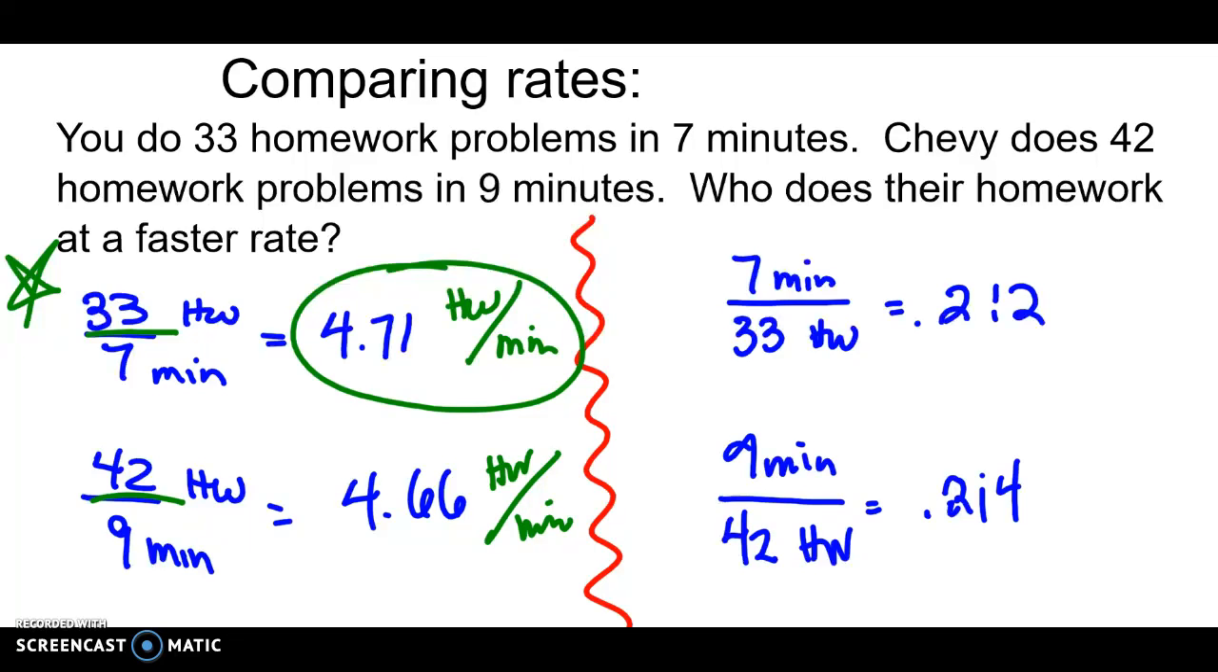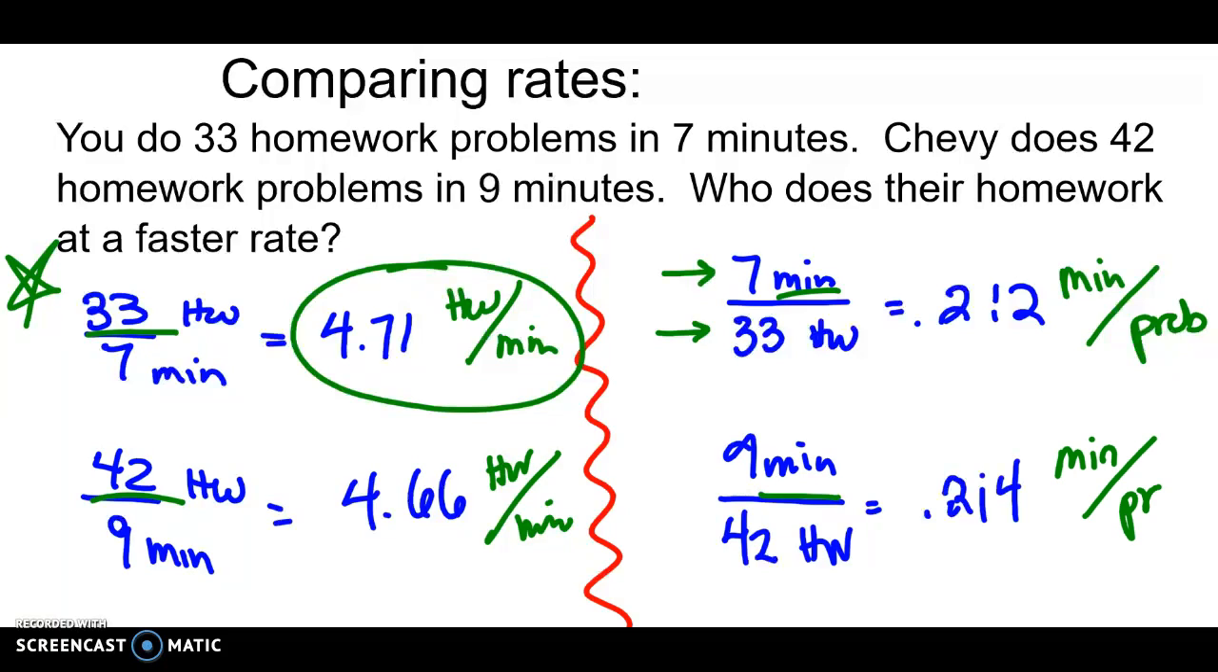Okay? But maybe you thought about it and said, well, let me see how long it takes me to do each problem. Let me find minutes per problem. And minutes divided by problems, and find that rate. So you divided it kind of the other way and got these numbers. Well, what do they mean now? This top one means it takes you 0.212 minutes per problem. And in the second one, it takes you 0.214 minutes per problem.